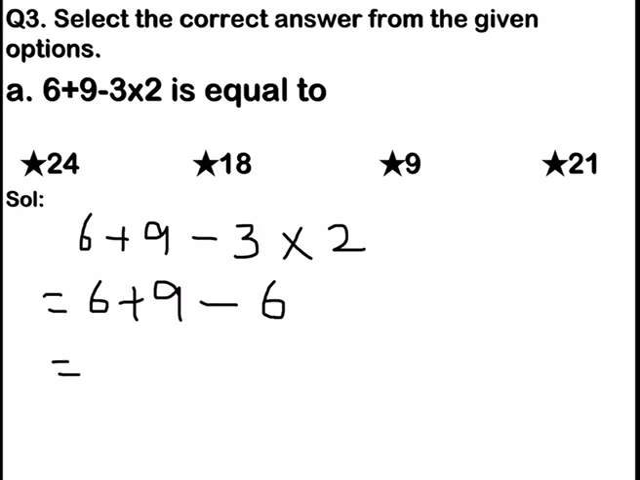Now the next step. In this there are two operations, that is addition and subtraction. First we will solve addition, that is 6 plus 9. 6 plus 9 is equal to 15, minus 6. Now we will subtract: 15 minus 6 is equal to 9. So the answer of part A is 9. That is the correct answer, so tick option number 3, that is 9. Understand, student?